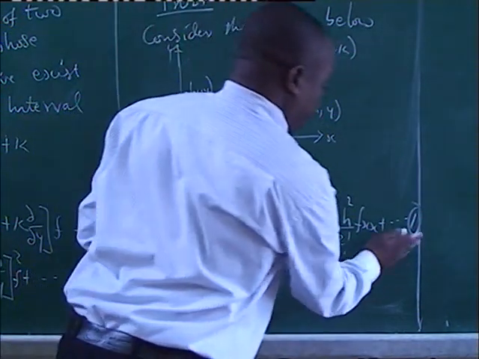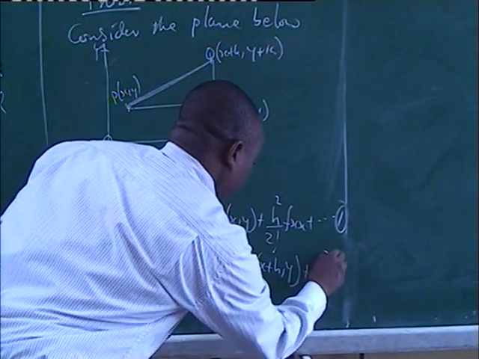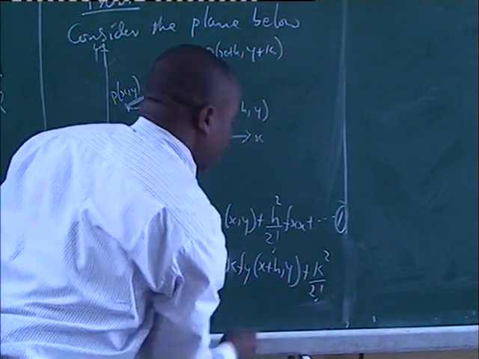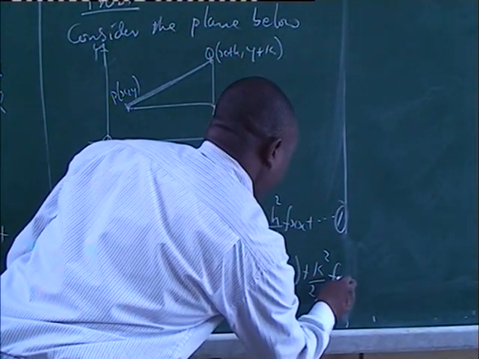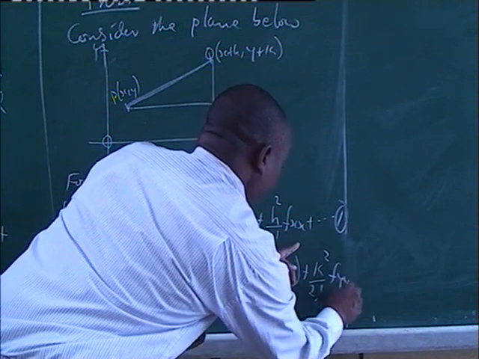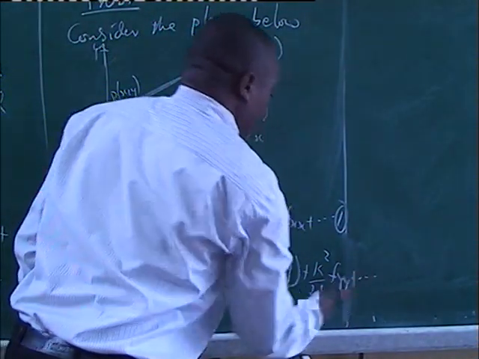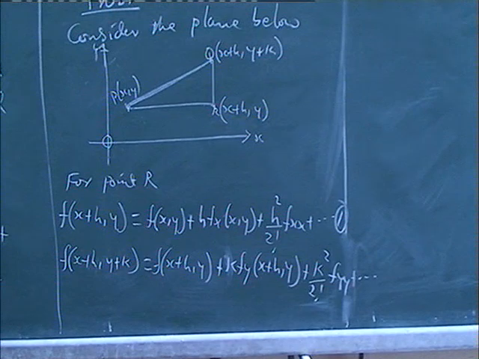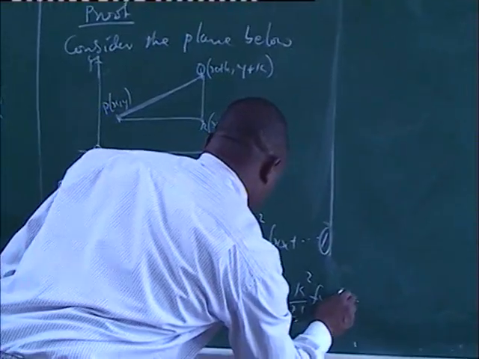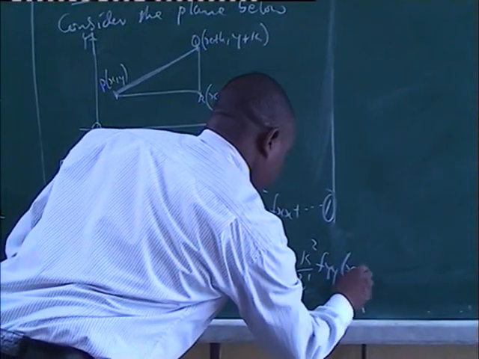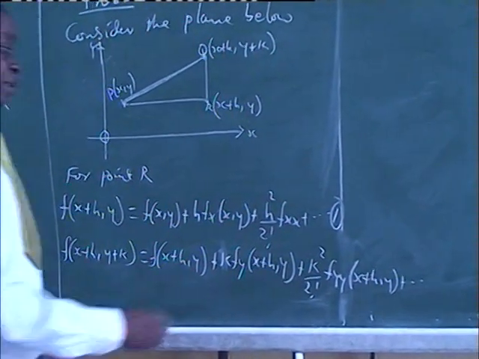y. Another increase again becomes plus k squared over 2 factorial, and then we also have the second derivative of f with respect to y, plus. But don't forget there is f at x plus h and y there. So if we have that, we can call this equation 2.